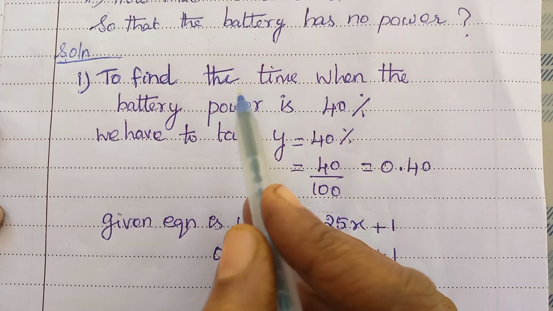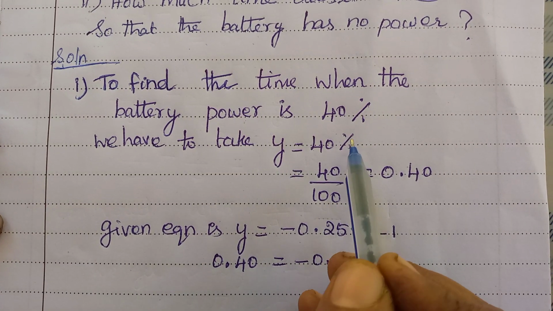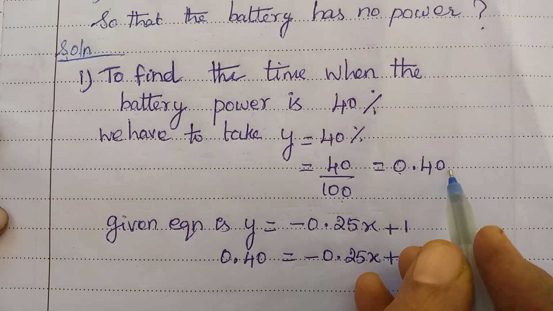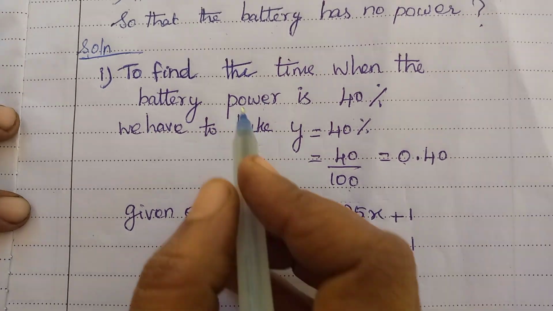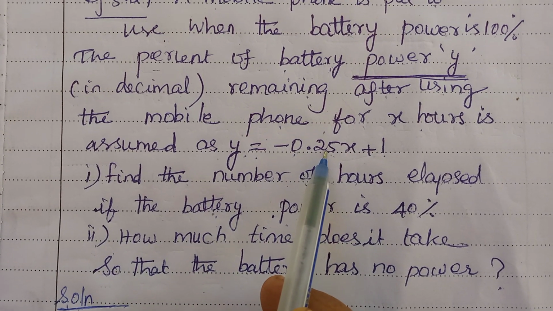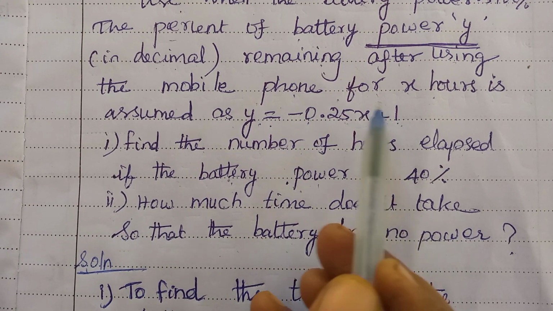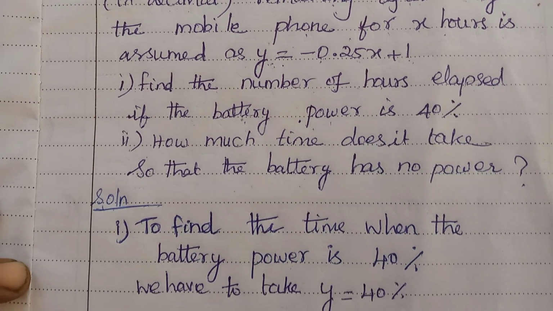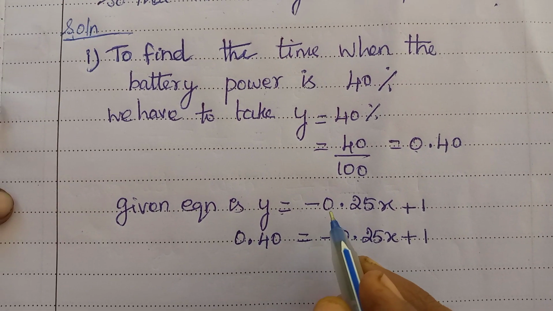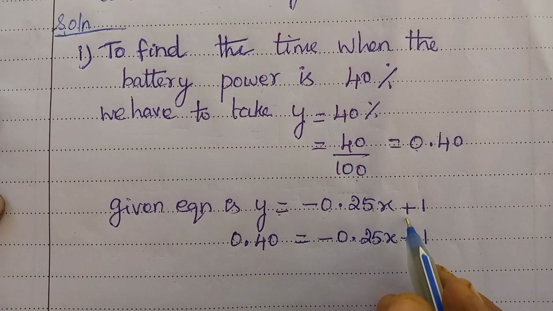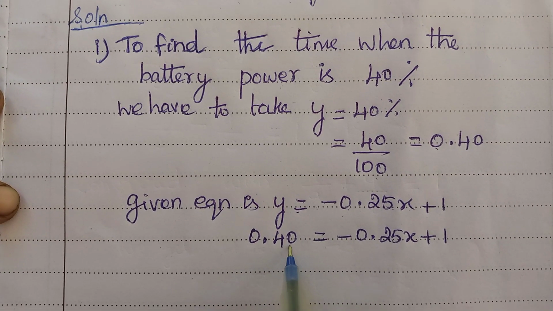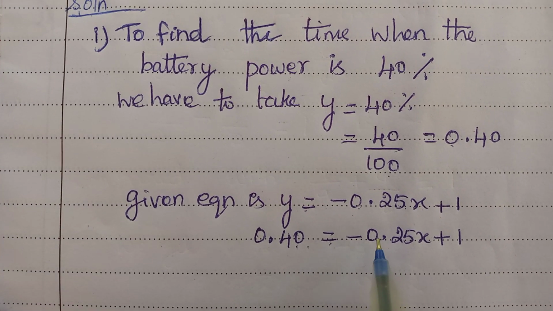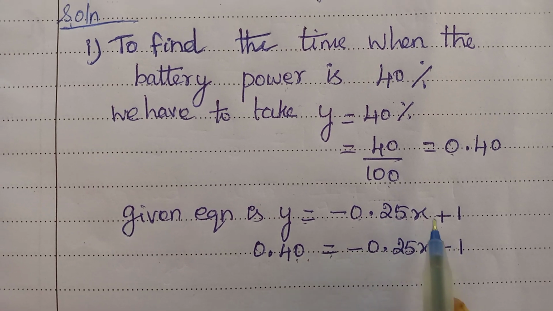Power means that is Y. Y equal to 40%. 40% can be written as 40 by 100, divided, so 0.40. Given equation is Y is equal to minus 0.25X plus 1. We can substitute Y equal to 0.40 in place of Y. So we have 0.40 equal to minus 0.25X plus 1. We have to find the X value.